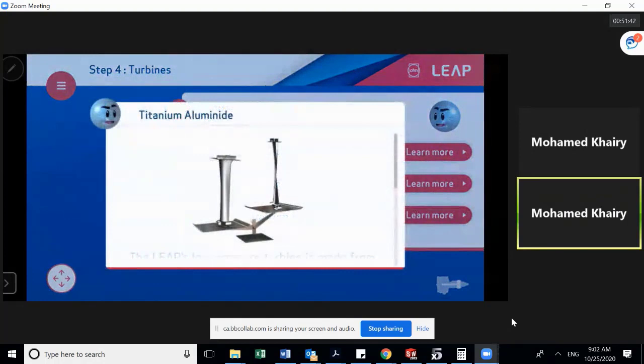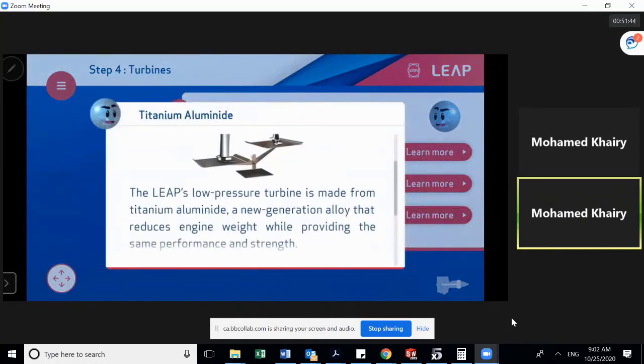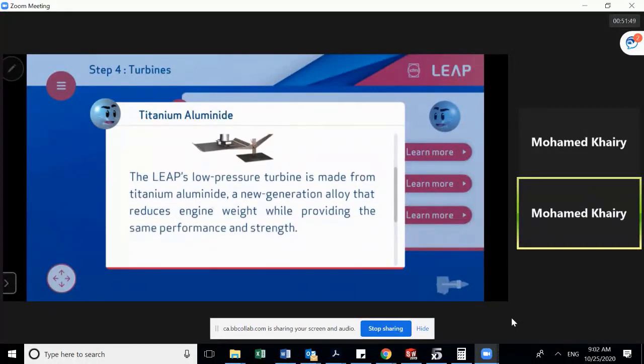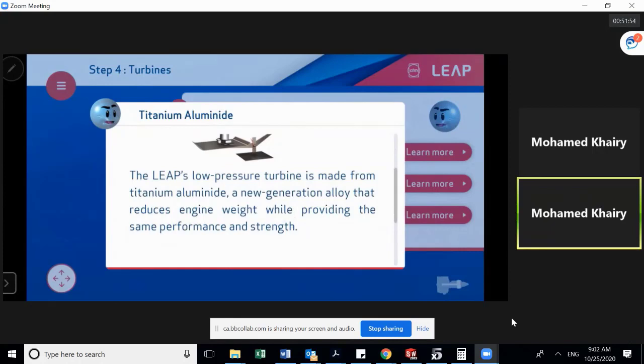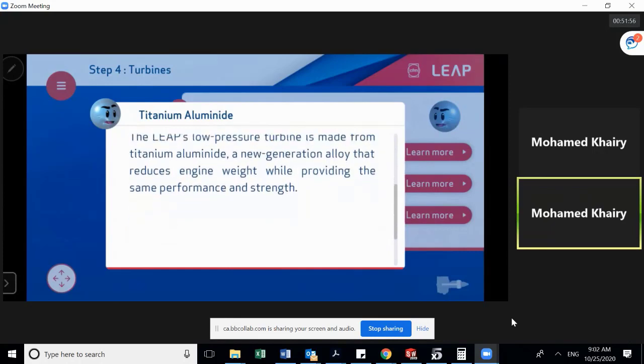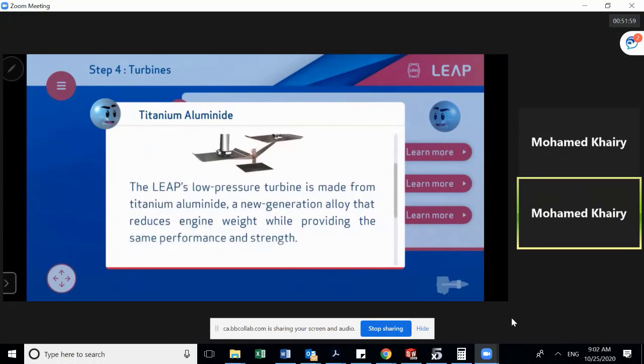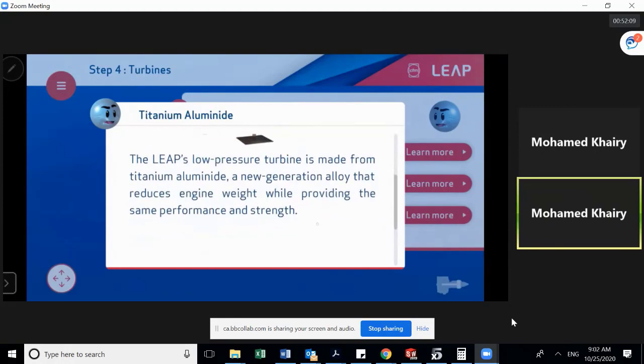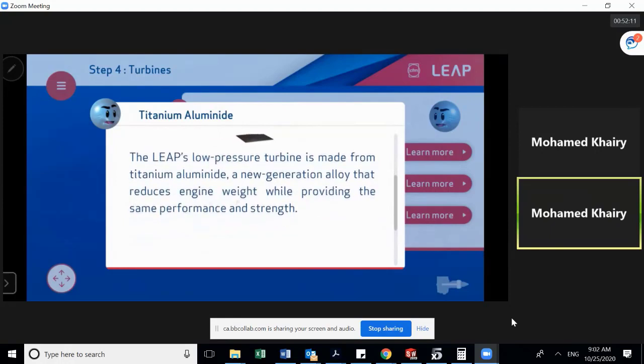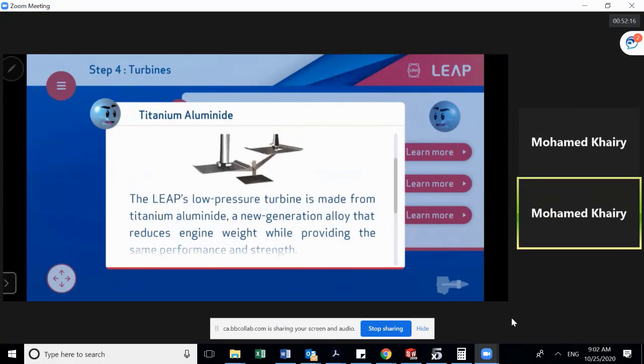And there is titanium aluminide. This is for the low pressure turbine. The low pressure turbine is made from titanium aluminide, a new generation alloy that reduces engine weight while providing the same performance and strength. So this is the answer for the question: how we have increased the strength to weight ratio. Okay, this is how we have increased it, by using this material, which actually reduces the weight, and without compromising the strength of the material.